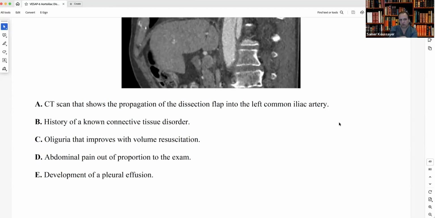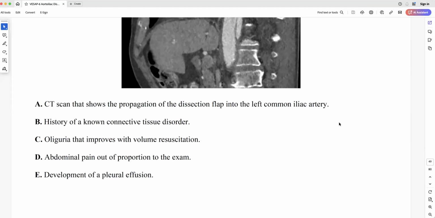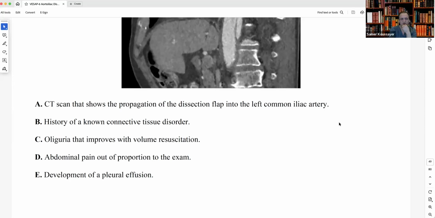But when he said improves with volume resuscitation, he wanted to tell you, look, it's not from dissection, it's from hypovolemia. The patient is under-resuscitated. So this one, no, I will not intervene. But if he did not say this sentence, oliguria, yes, is an indication for urgent intervention. Is it clear? Clear, Dr. Samer? Okay, let's go to the next one.